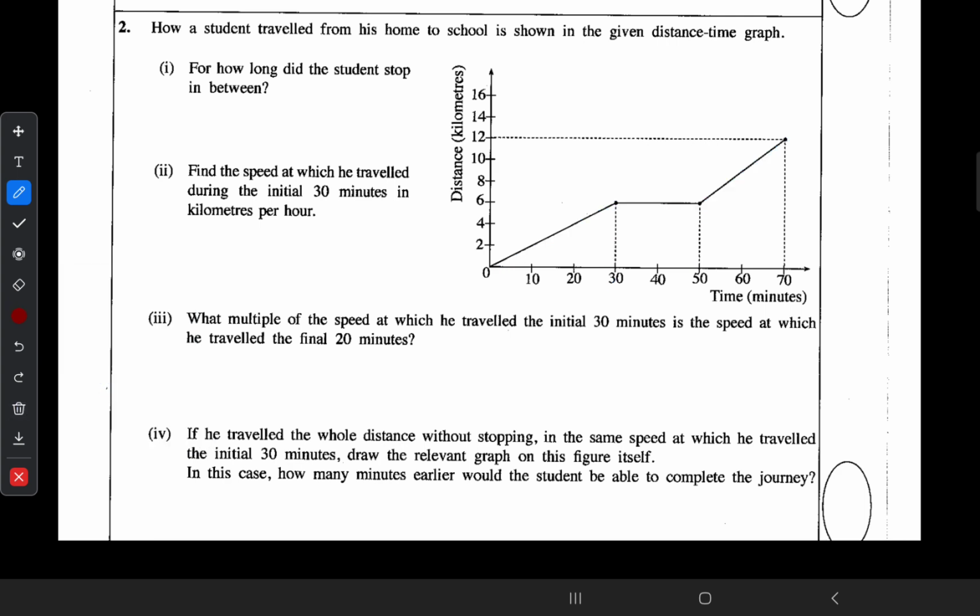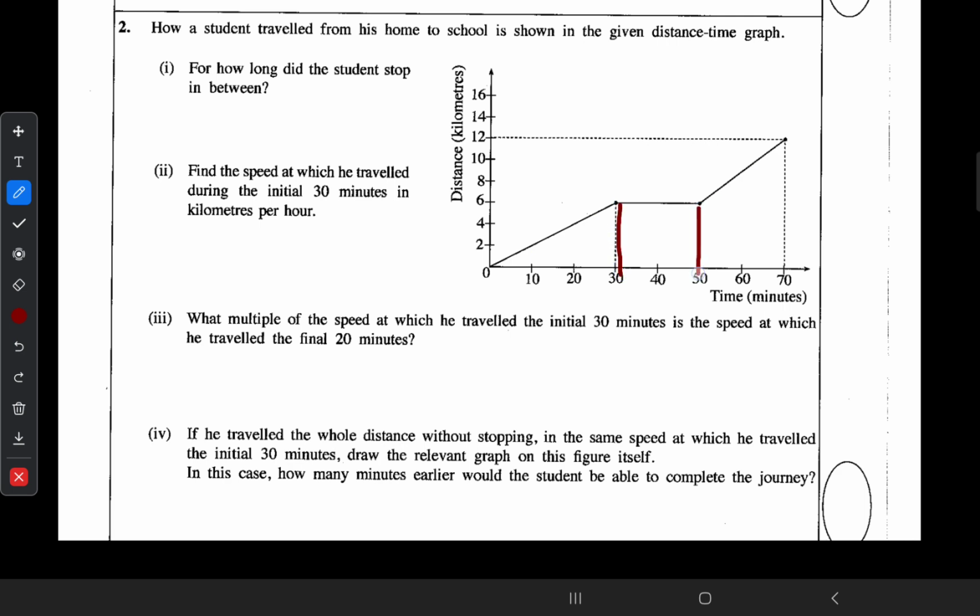For how long did the student stop in between? A student traveled from his home to school, as shown in the given distance time graph. That student was traveling and took some rest, then after also traveling. So how long did the student stop in between?